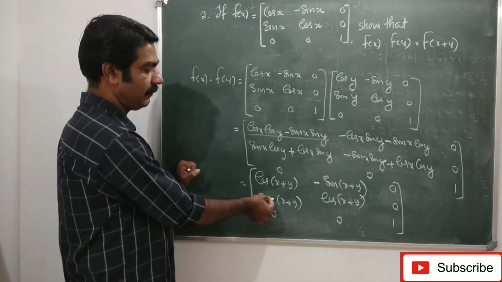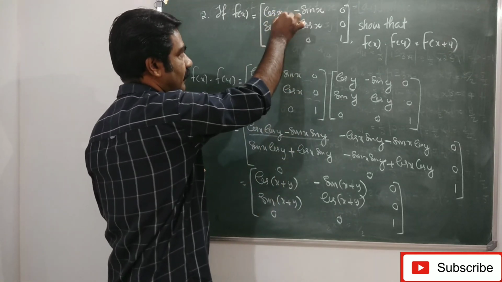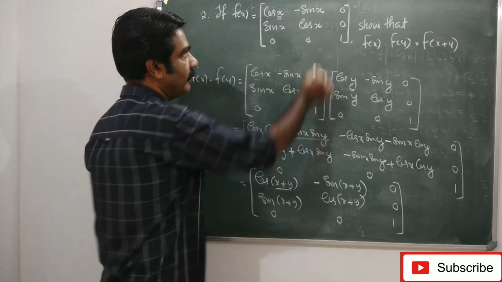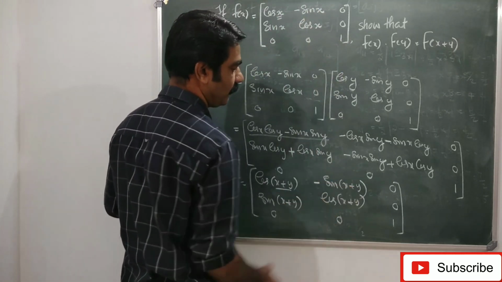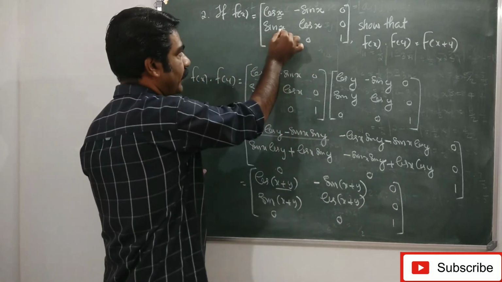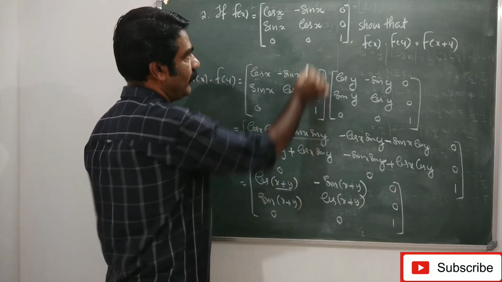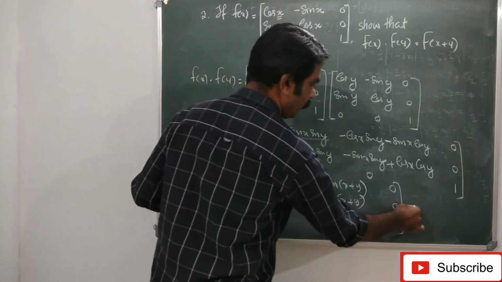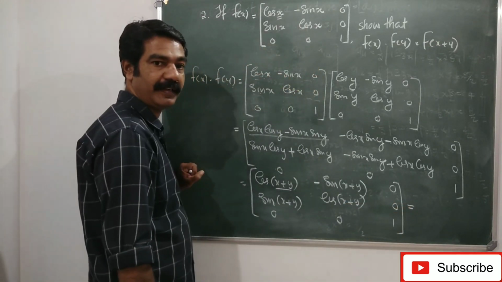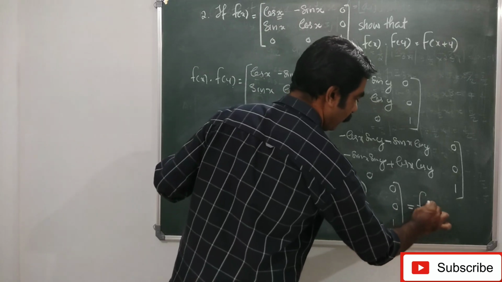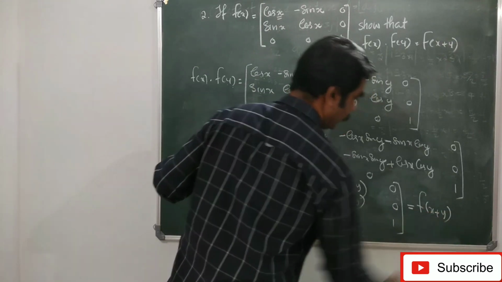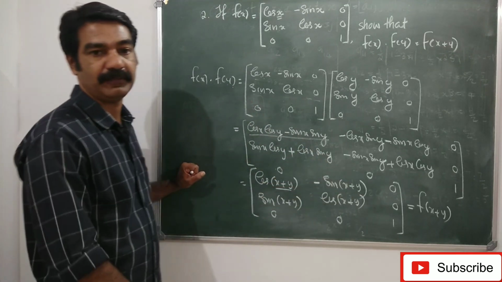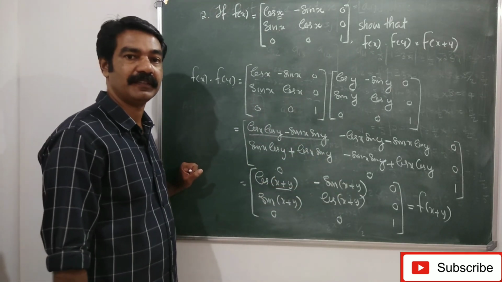Now just compare this matrix with the question. See, instead of cos x it is cos of x plus y. Here sin x becomes sin of x plus y. Then 0, sin x becomes sin of x plus y, cos x becomes cos of x plus y. So this is a function of x plus y, that is f of x plus y. So we got f of x into f of y is equal to f of x plus y. That is the proof of this question.